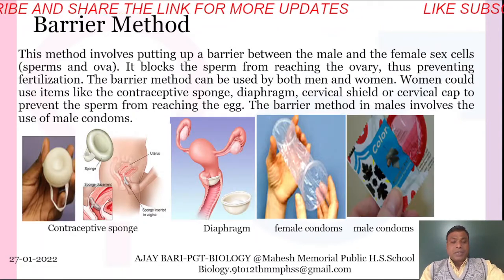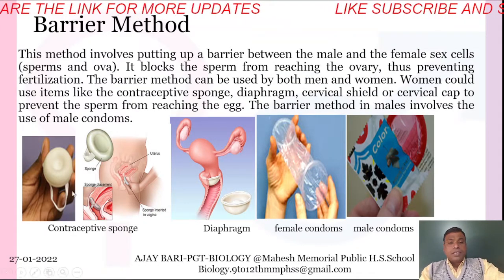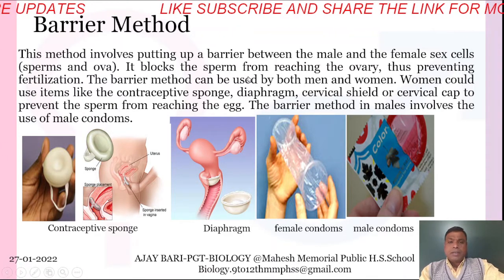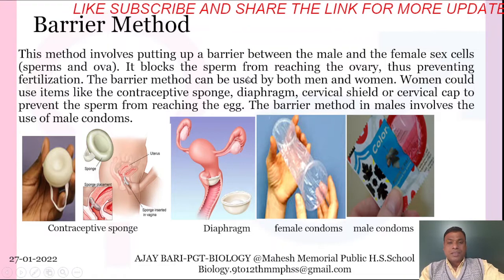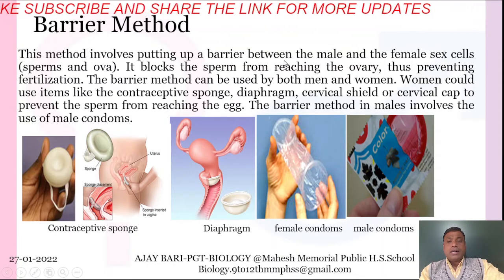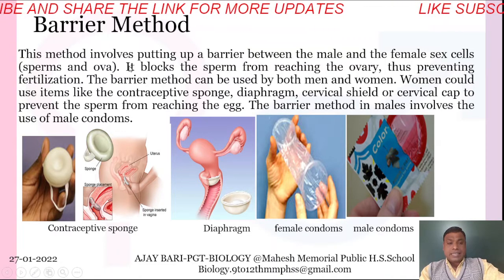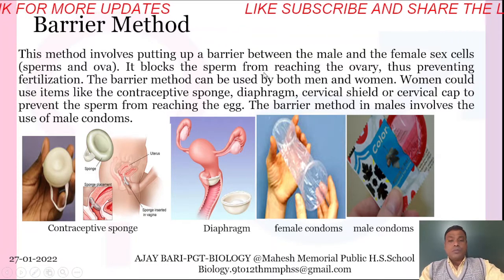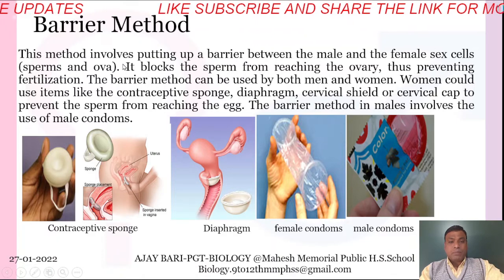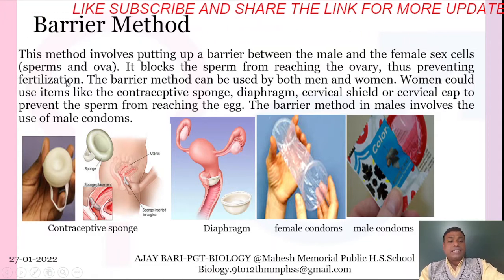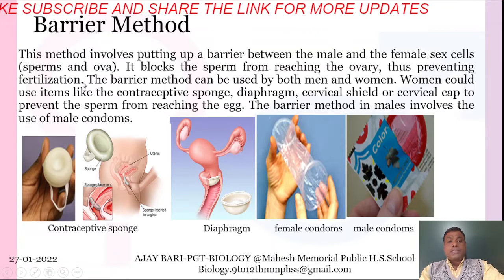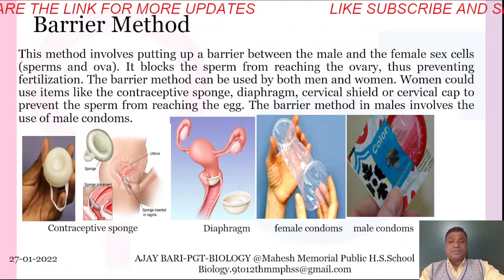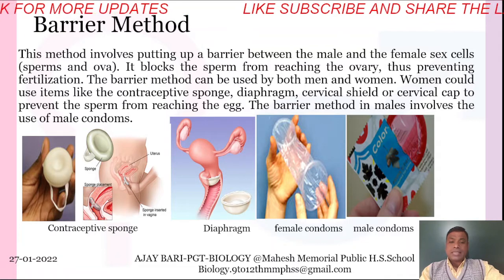Now in the barrier method, what happens? This method uses physical barriers with the male and female reproductive system. A barrier is put up between male and female sex cells, which blocks the fusion of sperm and ovum. So fertilization is prevented, and there will be no conception.